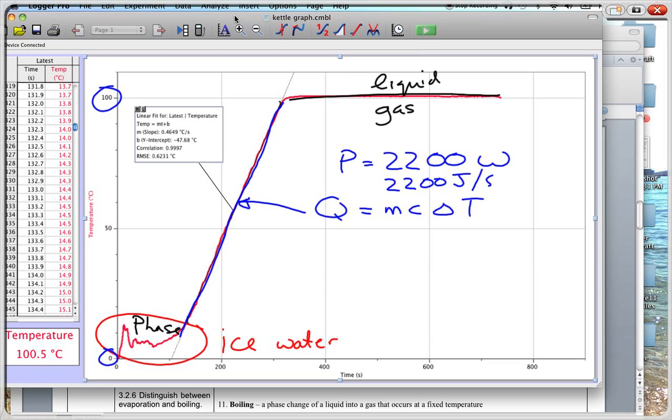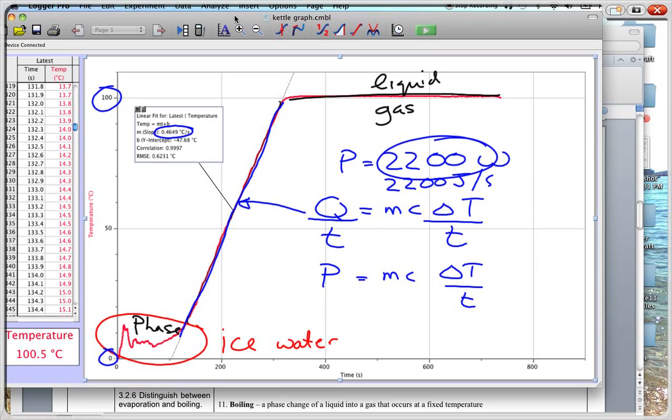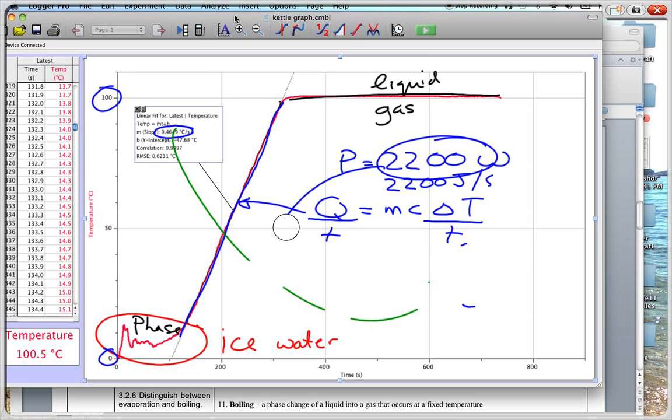Now the slope of this graph gives the rate of change of temperature. So if I divide both of these by time, I can put this into power, and then I have my mass, c, and my rate of change of temperature. And from that, by putting in this 2,200 and the slope, and by knowing my mass, I can work out the specific heat capacity.